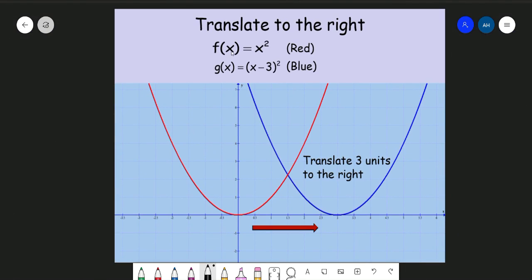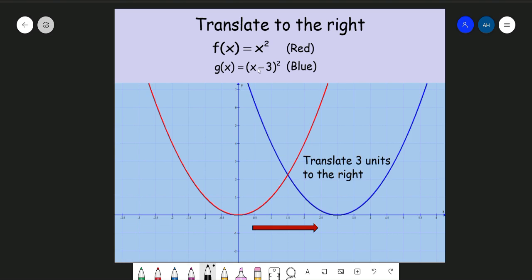The original graph is f(x) equals x squared, the red one. And we are going to subtract 3 in the bracket, (x minus 3) squared, and we call it a new function g. So g(x) equals (x minus 3) squared. This function g is originally the function f, but we subtract 3 inside the bracket. Instead of x squared, we do (x minus 3) squared. So in this case, the graph is translated 3 units to the right, because we subtract 3 in the bracket.